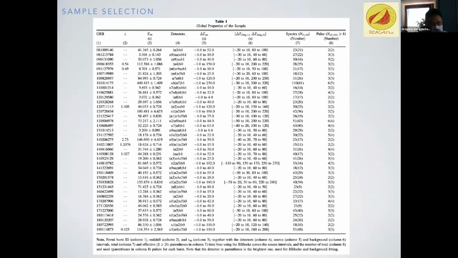Then we summarize our group properties in Table 1, including for each burst the redshift and the duration of each burst, the detectors used, the source intervals and the background intervals, the total number of spectra and the number of spectra greater than 20, and the total number of pulses and the number of pulses greater than 20.